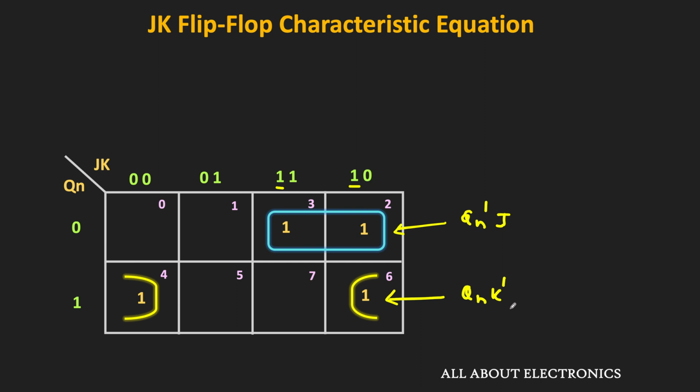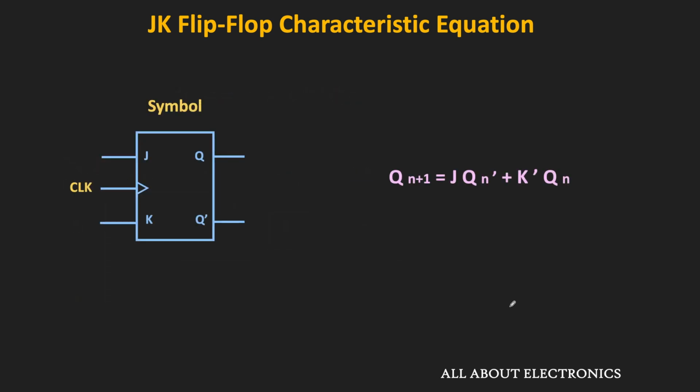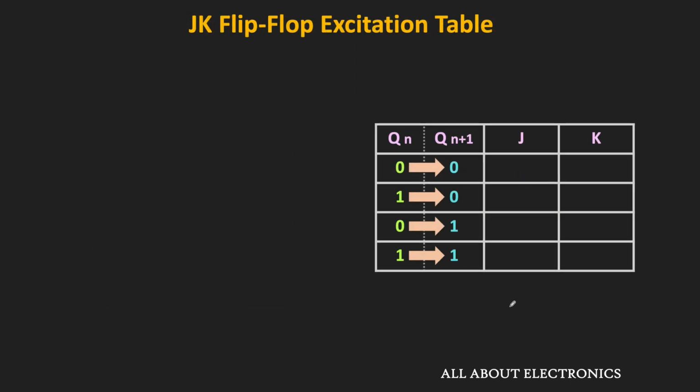So the overall expression is J dot Qn bar plus K bar dot Qn. This is the characteristic equation of the JK flip-flop in terms of the present state as well as the current inputs. Similarly, now let us see the excitation table of this JK flip-flop.